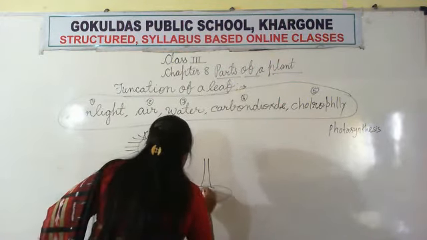Okay, and second, air. So air means carbon dioxide, which is already in the air. So second is air. Air में कौन सी वाली air? Carbon dioxide. Right? And third, water. So water, pani. They will get water from soil.